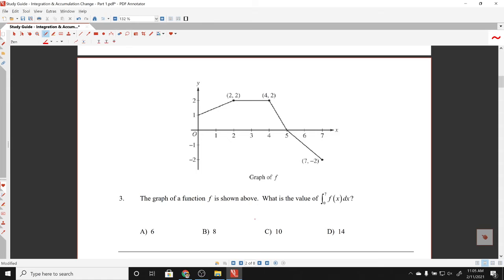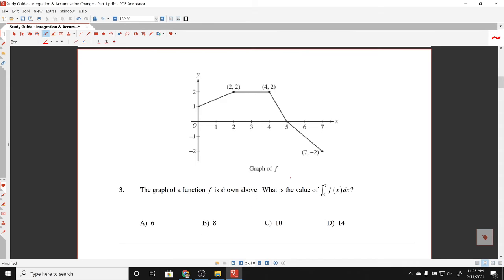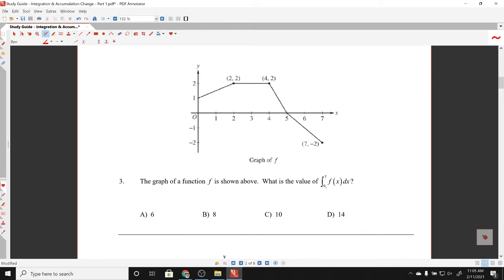Number 3, the graph of the function f is shown above. What is the value of the integral? And again, same thing, just finding the area from 0 to 7. This time, notice it's not the absolute value. So this area down here, I've got to remember, is negative. So again, we're going to split this up into a trapezoid, this is actually a square, 2 by 2, a triangle, and then a negative triangle. So we've got a trapezoid plus a square plus a triangle.